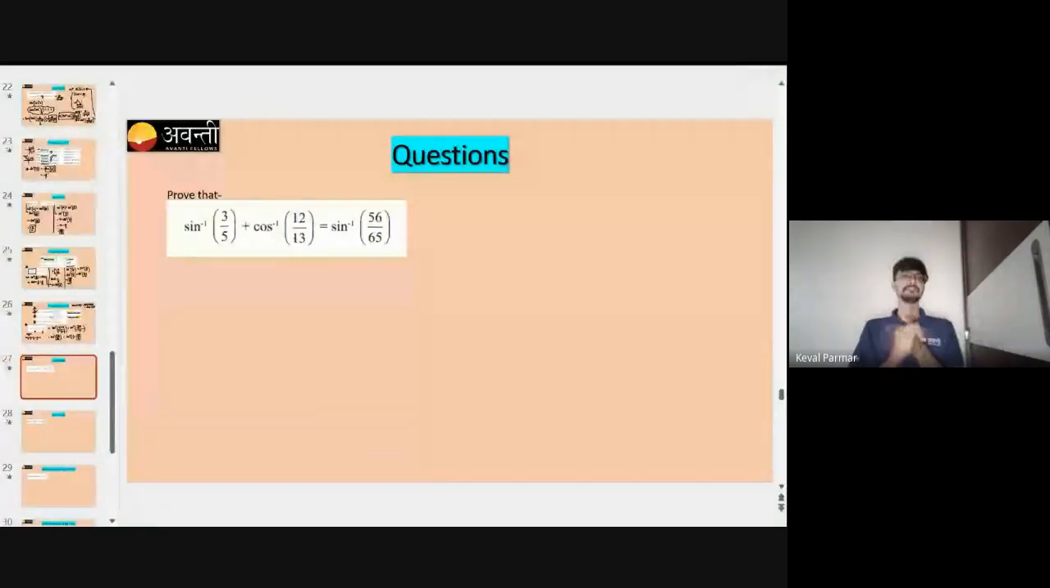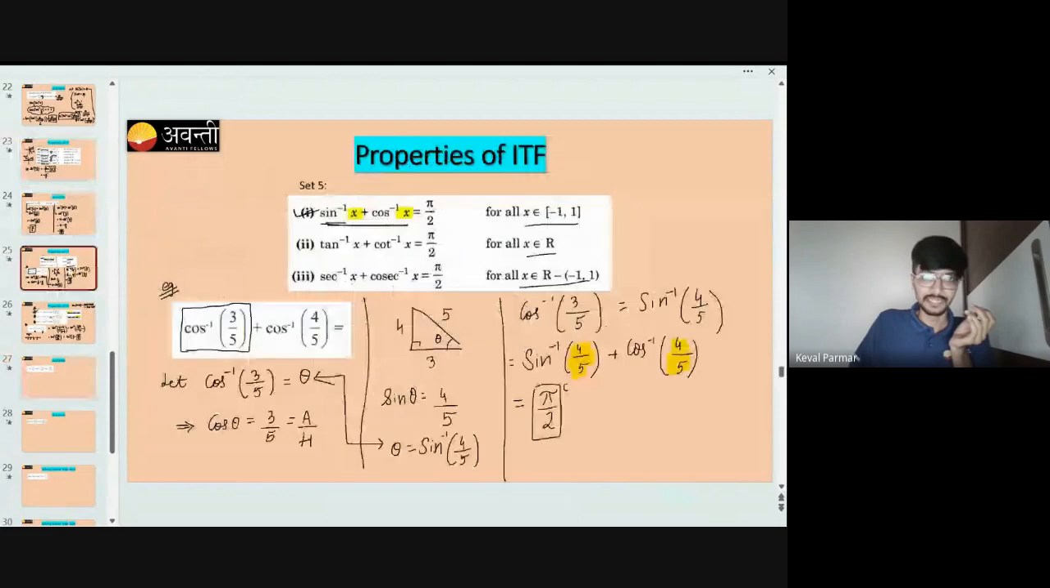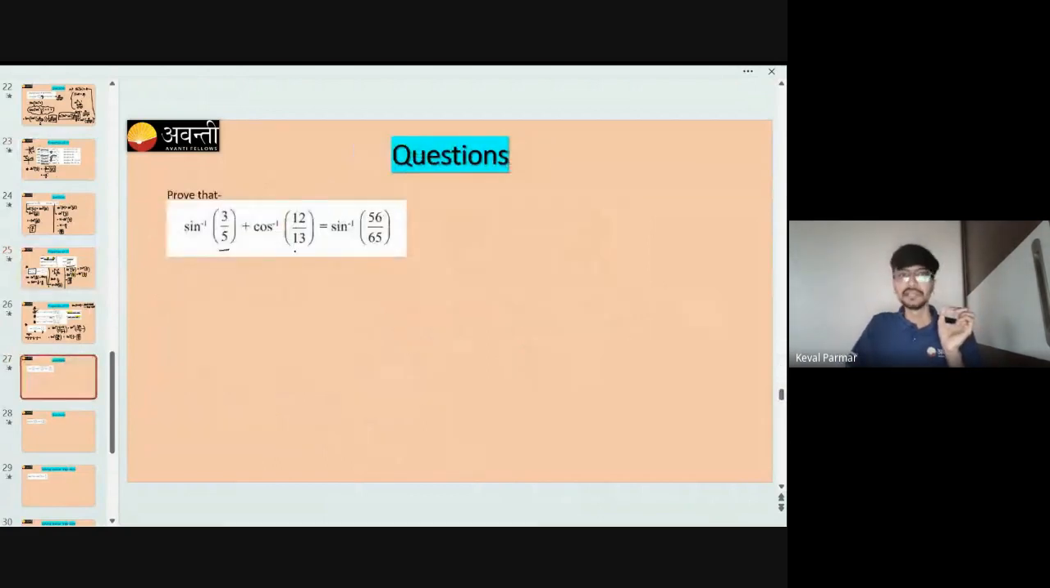So we have to prove that sine inverse of 3 by 5 plus cos inverse of 12 by 13 is sine inverse of 56 by 65. As you can see here, sine inverse and cos inverse are getting added. So you might think of this property, set 5. But remember, in set 5 both the values should be the same. Here both the values are different, and sine inverse and cos inverse are getting added. So let me tell you how to approach this question.